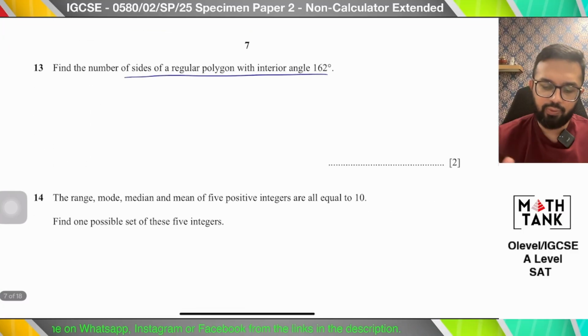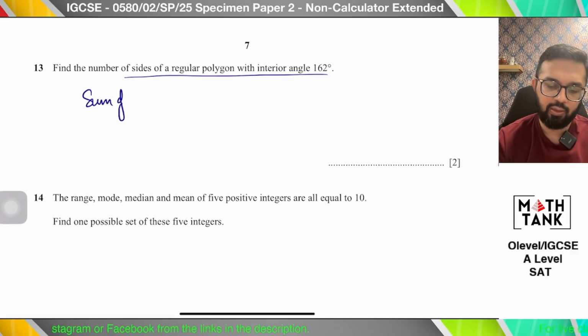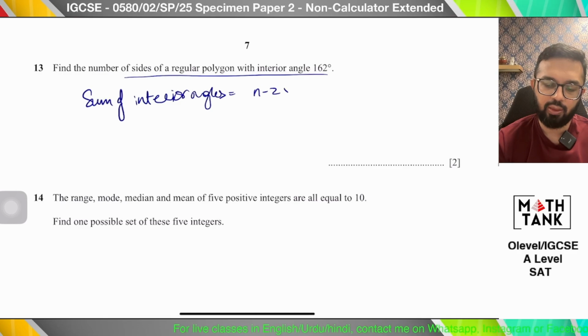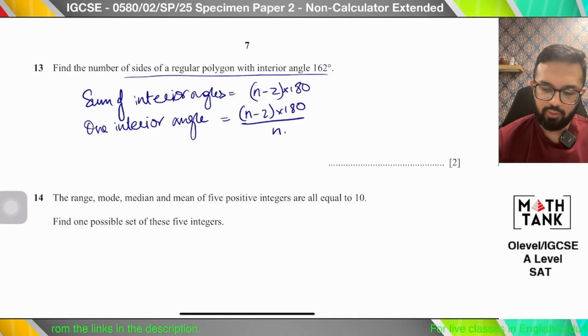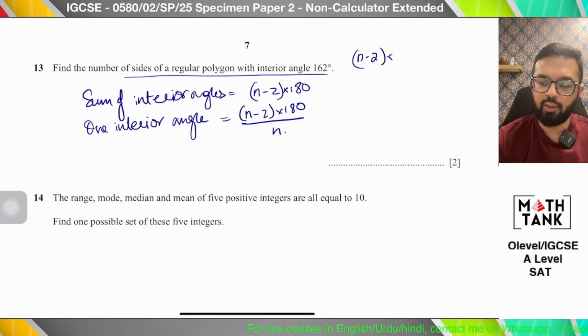So the formula for the sum of interior angles is n minus 2 into 180. But if you want one interior angle of a regular polygon, it's basically n minus 2 into 180 divided by n. Okay, so I want to calculate the number of sides. I'm going to say n minus 2 into 180 divided by n equals 162.